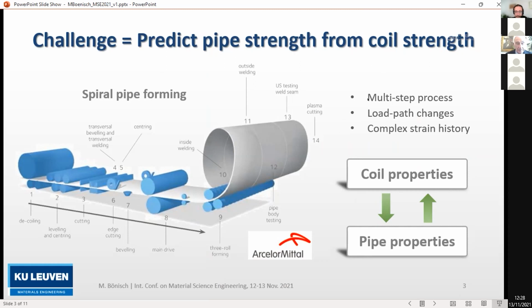So it is a multi-step process that we're looking at here, and not only do we have multiple steps, but every step imposes a different deformation path. So in total, and I think you can appreciate that, we have quite a complex strain history in the entire process, which makes it a real challenge to predict the final pipe properties from the coil properties. However, to ensure safe operation of the pipes, it is clear that the pipe strength is the central property. And if we know the pipe strength, we can also ensure that no accidents occur, no spills will occur.